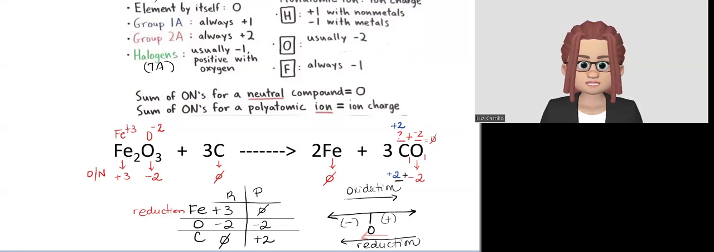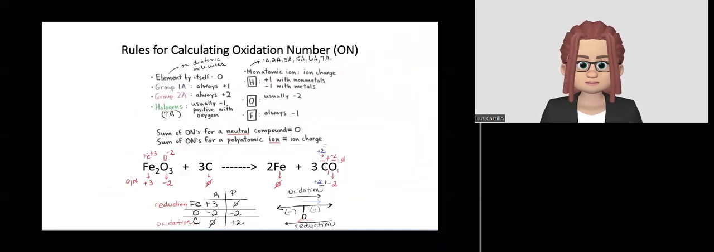Next, we can observe that overall we have the carbon atom going from 0 to +2. So if I illustrate that arrow, carbon starts at 0 and it goes towards the positive side. That arrow matches oxidation. So we say that carbon undergoes oxidation. Let's continue practicing with some book problems.